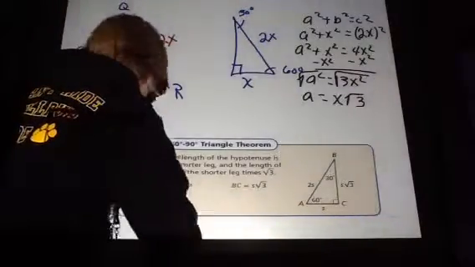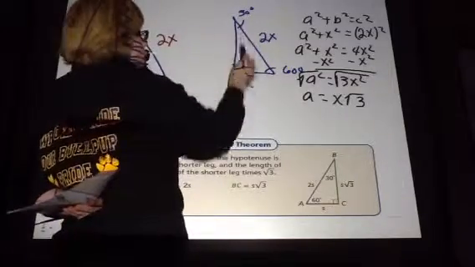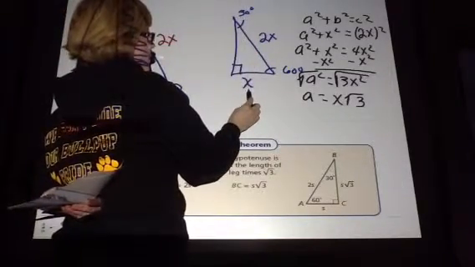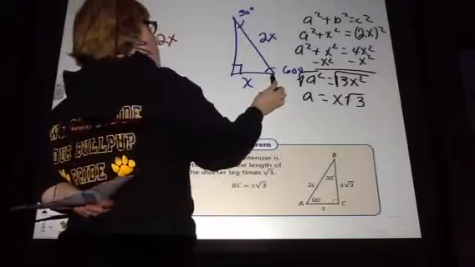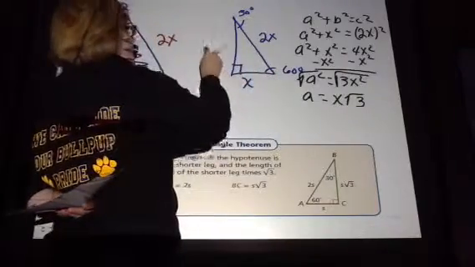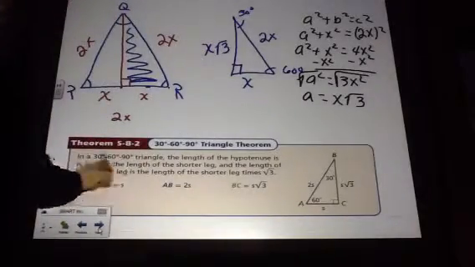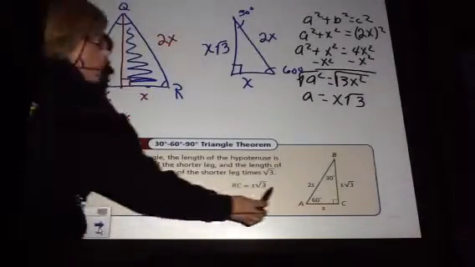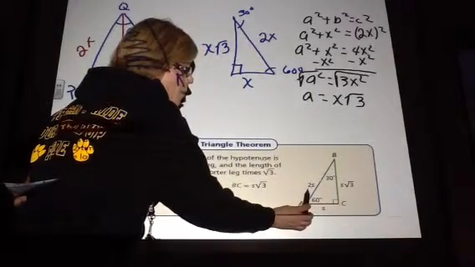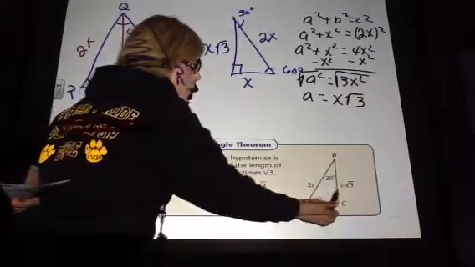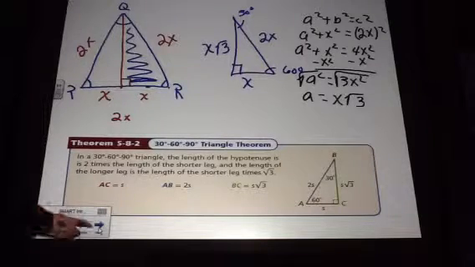Okay, so what this is saying is across from the smaller angle, the 30 degree angle, you're going to have a measurement of x. The hypotenuse is going to be double that smaller segment. Across from the larger angle, the 60-degree angle, you're going to have x square root of 3. And that's what this 30-60-90 triangle theorem is telling you. Across from the 30-degree angle, you're going to have a measurement of s. Your hypotenuse is double that short segment. Across from the 60-degree angle is going to be that short segment times the square root of 3. Now let's apply this.